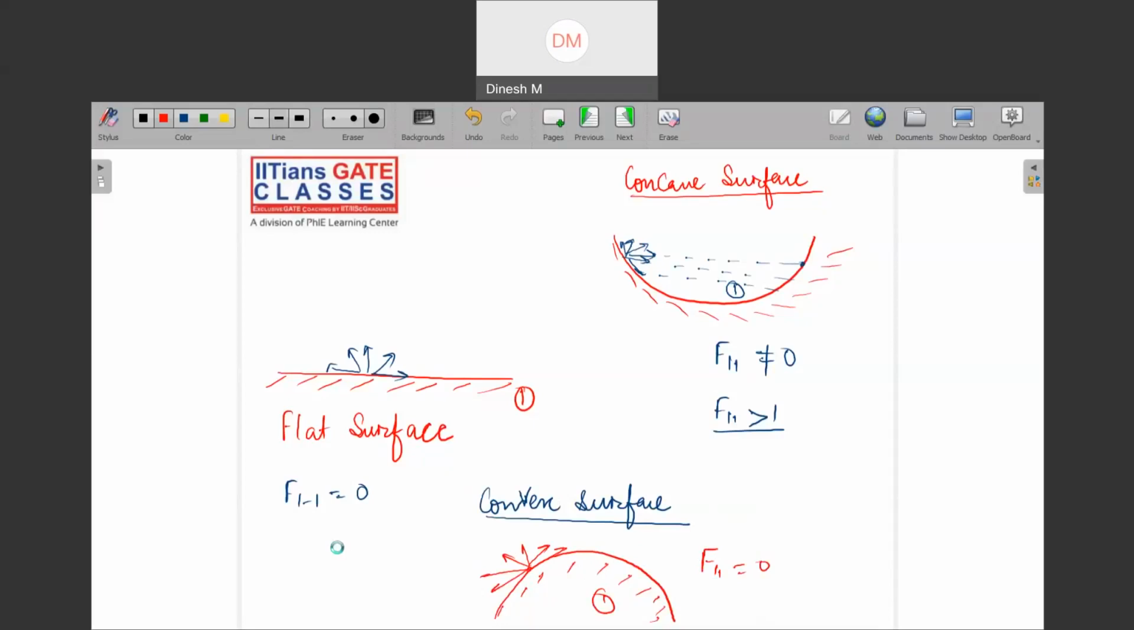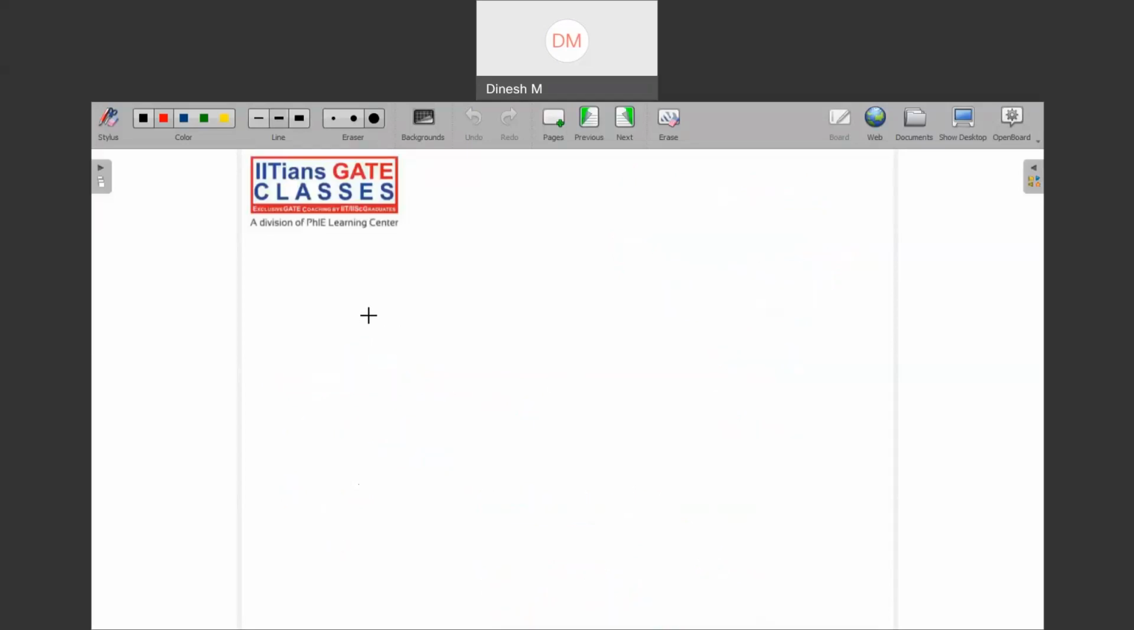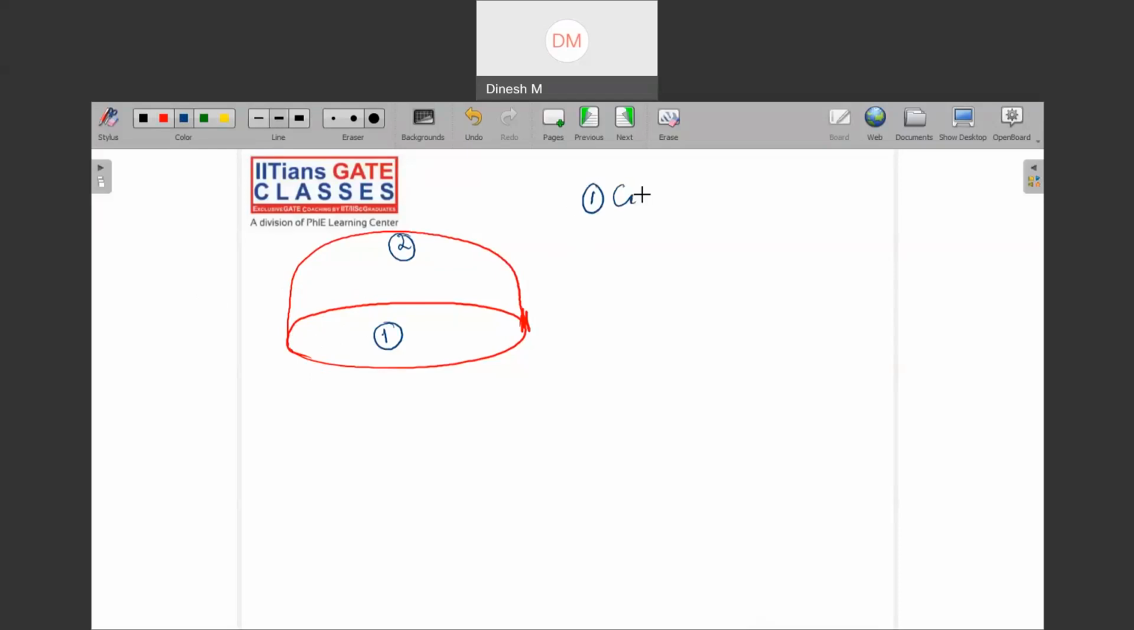Okay, let us do a few more examples. Now let us say that there is a circular plate, and there is a hemispherical plate above it. This can happen. I name the circular plate as surface 1 and the hemispherical plate as surface 2.